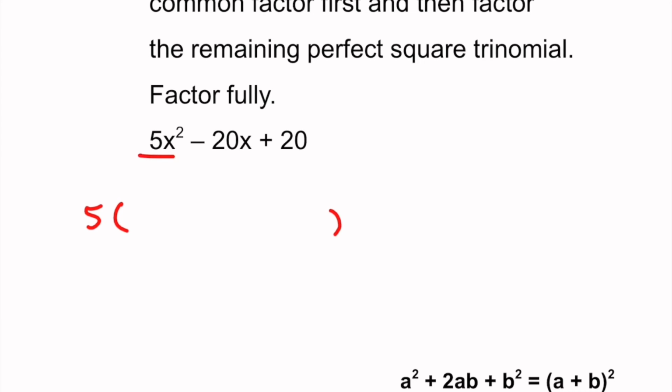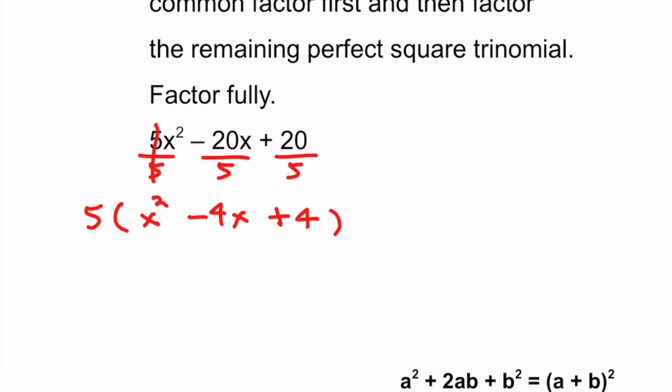And if we divide everything by 5, 5x squared divided by 5, we're left with just x squared. Negative 20 divided by 5, we get negative 4x in the middle. And then 20 divided by 5, we get a plus 4 at the end there.